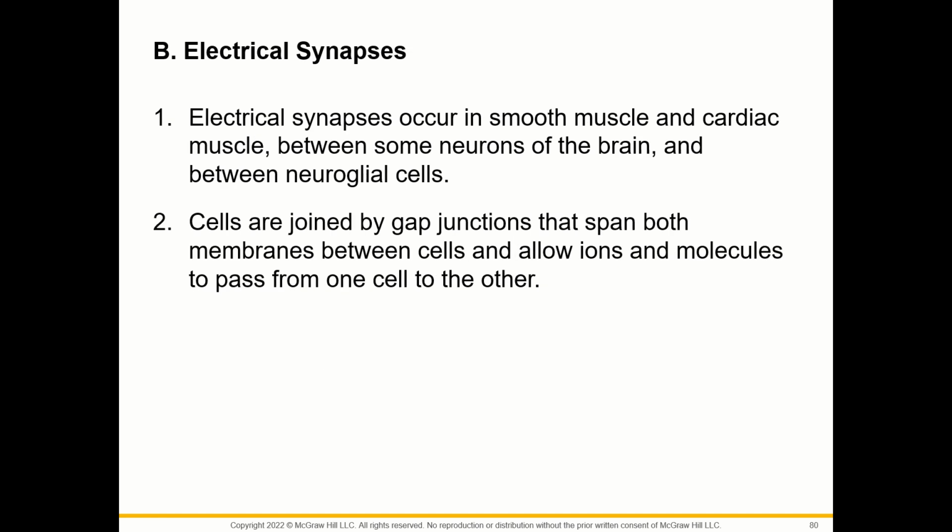Electrical synapses occur in smooth muscle and cardiac muscle, between some neurons of the brain, and between neuroglial cells. Cells are joined by gap junctions that span both membranes between cells and allow ions and molecules to pass from one cell to another. I kind of think of this with like the cardiac muscle. When we get into that chapter, those gap junctions are going to let the ions flow at regulated speeds between cells so that they can beat as a unit. And remember, the heart has like an internal conduction system that uses those gap junctions.